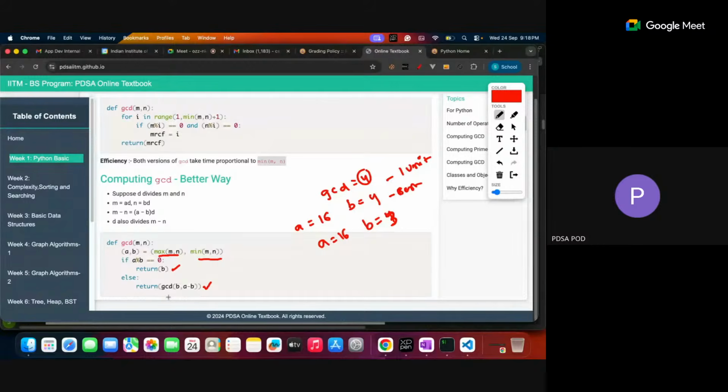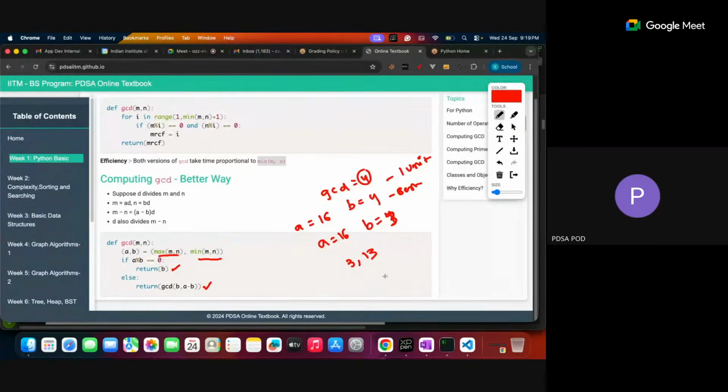In this else part, you are calling the same function again. 3 we are sending here, and A minus B we are sending. That means 16 minus 3, 13 is sent. Is it right? Yes, sir. Every time it happens, next time 10 will go. Is it right? But sir, this process will be very complicated.